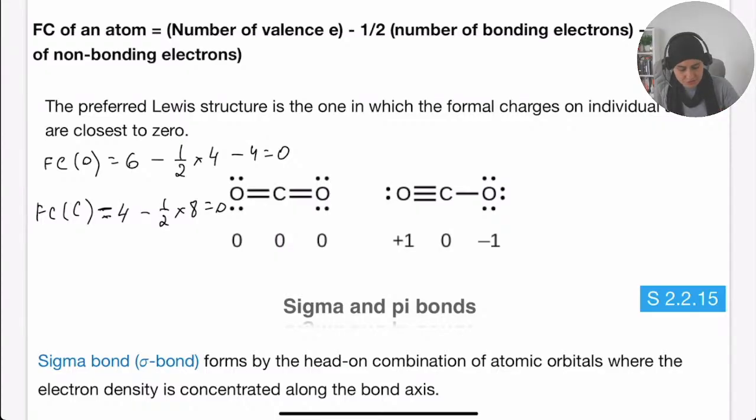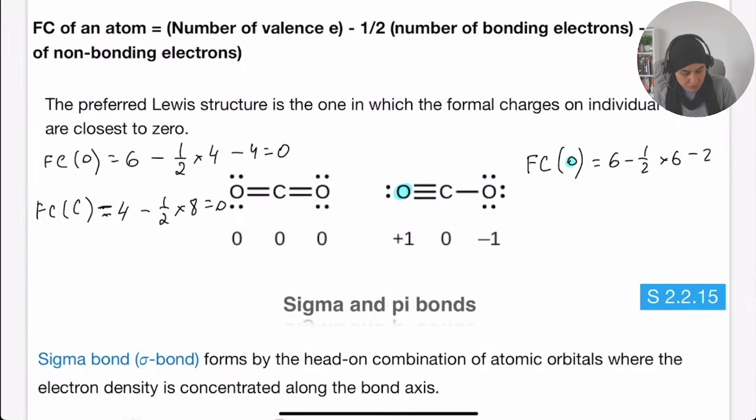Let's check this other structure, because it is also kind of valid. You see no octet rules are violated, every atom has an octet, so it could be fine. But let's check the formal charges. Formal charge on this oxygen: number of valence electrons 6 minus half the bonding electrons, 1, 2, 3, 4, 5, 6, minus non-bonding, 1, 2, which is 6 minus 3 minus 5 plus 1.